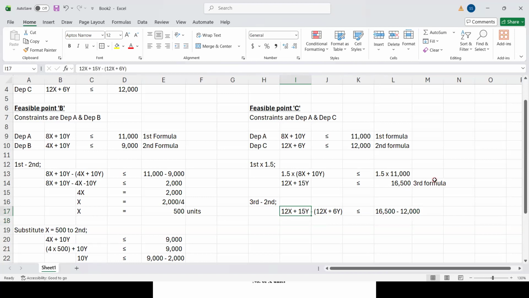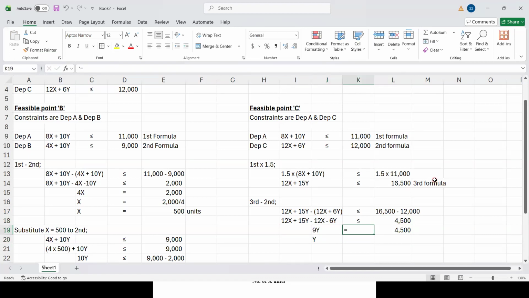So if I write that one, it will be like this. Simple. Then it will be how much? Here how much? 4,500. So 12x minus 12x will be netted off. So 15y minus 6y, it will be 9y. So 9y equal or less than how much?